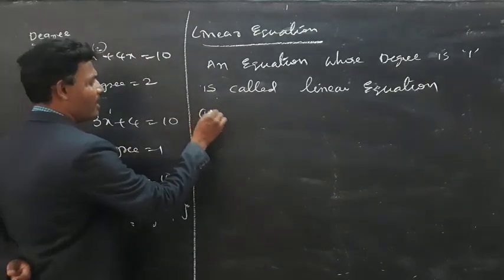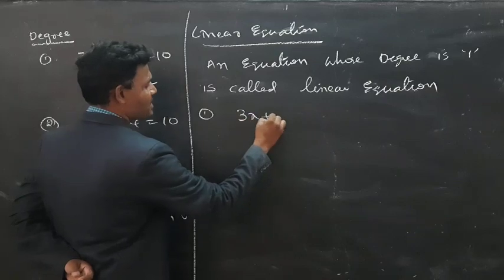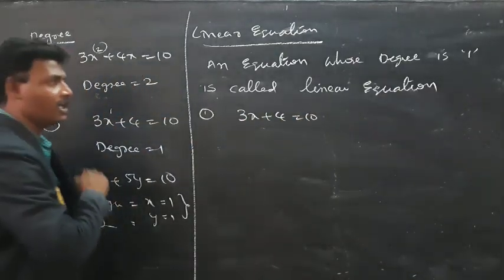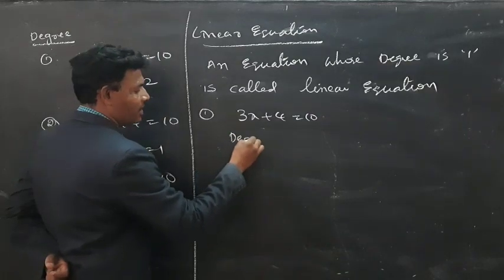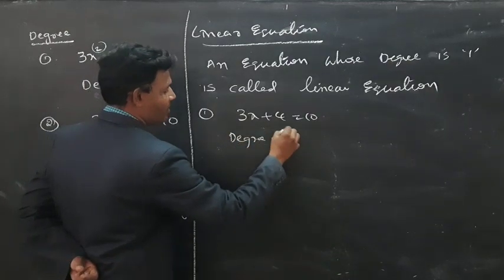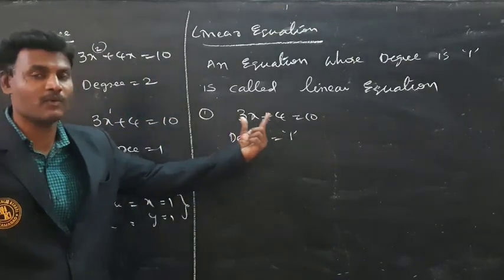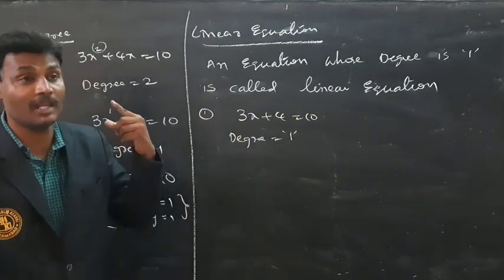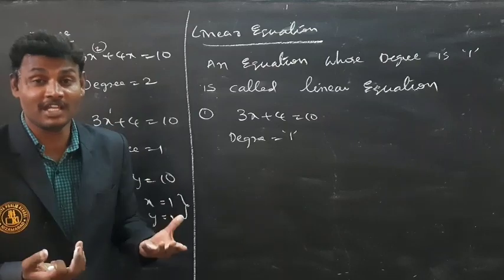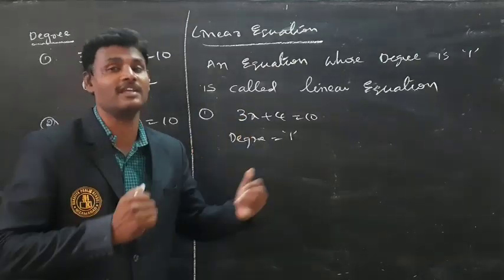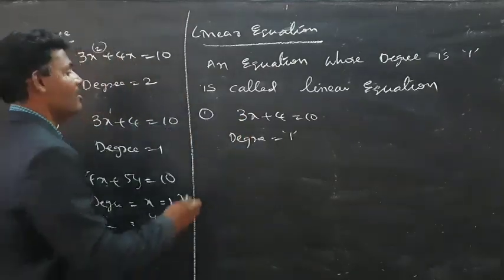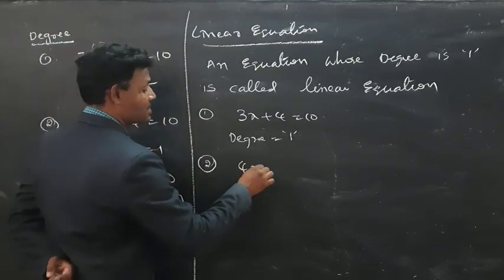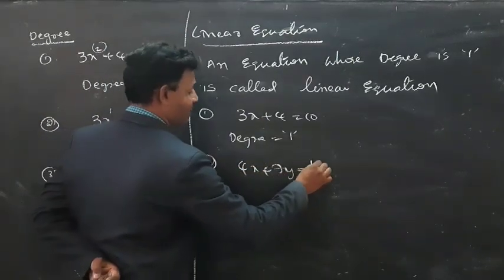For example, here 3x plus 4 is equal to 10. What is the degree of this one? The degree of this equation is 1. So 3x plus 4 is equal to 10 is called a linear equation. What is the meaning of linear equation? An equation whose degree is 1 is called a linear equation. For example, I am taking another example: 4x plus 7y is equal to 10.